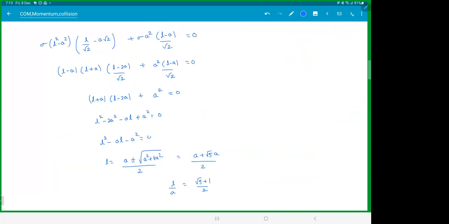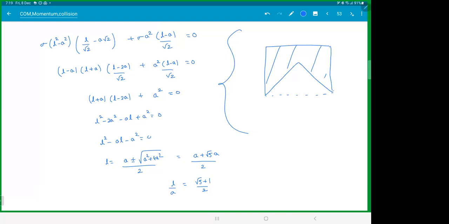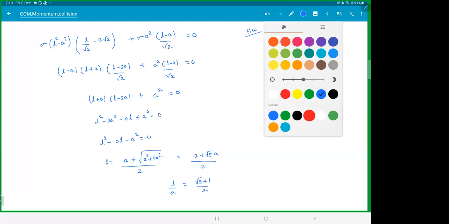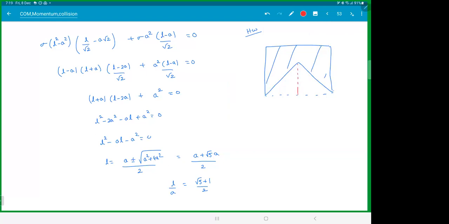Clear? Similar question. You can try this as a homework if you want. Same square plate, but this time I remove a triangle from the square like this. You can try that as a homework. This height is h. Side is L. Side is L.